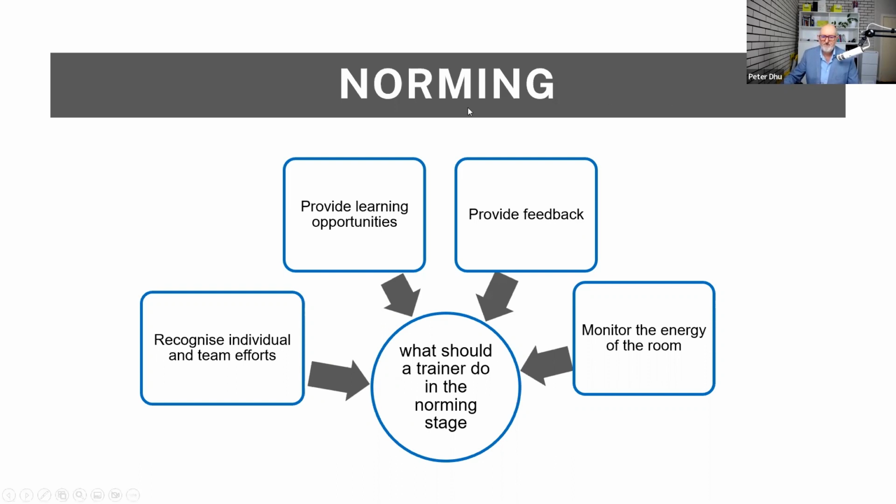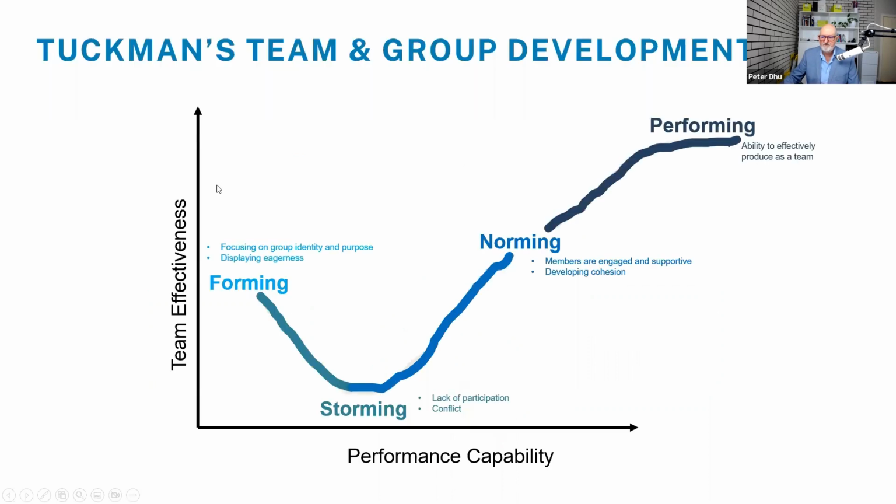And the final section, of course, is performing. This is when the performance capability of the team is at the most. This is when, I guess, the rubber hits the road and we start to get some outcomes. If we don't do the first 3 stages well, then what could happen is this curve will start to drop again and the effectiveness of the team will be lost.